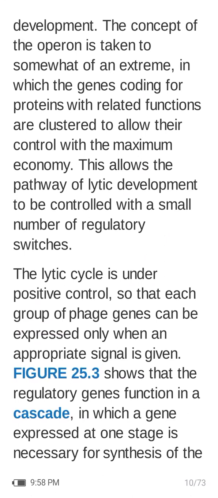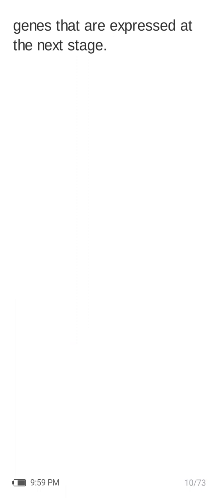The concept of the operon is taken to somewhat of an extreme, in which the genes coding for proteins with related functions are clustered to allow their control with the maximum economy. This allows the pathway for lytic development to be controlled with a small number of regulatory switches. The lytic cycle is under positive control, so that each group of phage genes can be expressed only when an appropriate signal is given. The next figure shows the regulatory genes functioning in a cascade in which a gene expressed at one stage is necessary for expression of the genes at the next stage.